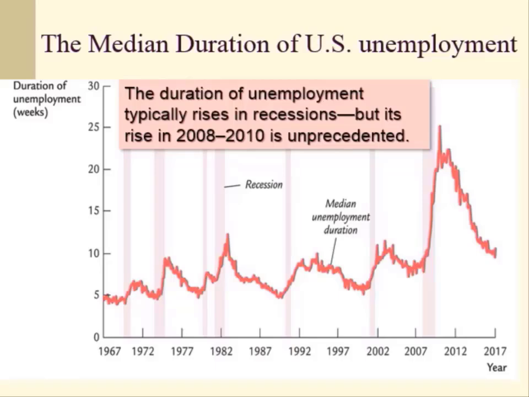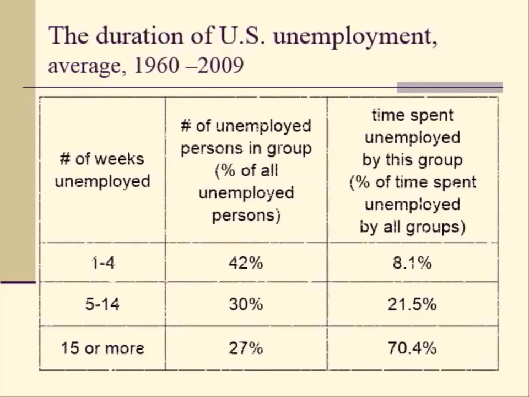If you look at this chart, you can see that the duration of unemployment typically rises in recessions, but its rise in 2008 to 2010 is unprecedented. Now this table shows the duration of US unemployment from 1960 to 2009. In the first column you have the number of weeks unemployed. In the second column you have the number of unemployed persons in the group.